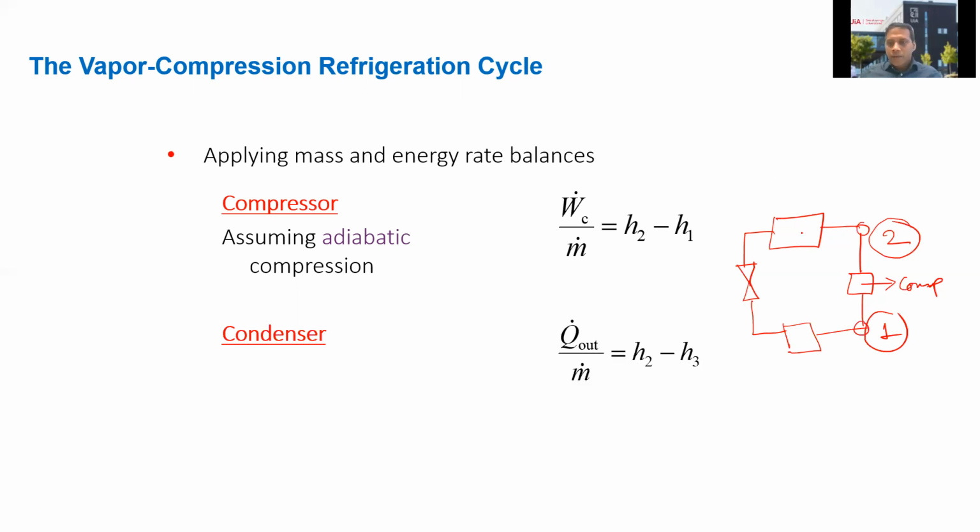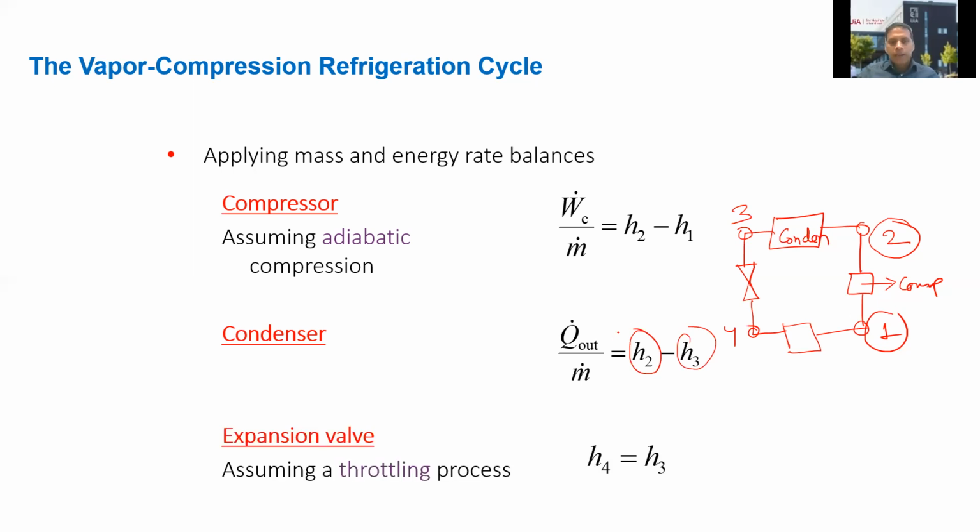And similarly, if I told you this is a condenser, and this is point 2, this is point 3 in this case, and this is point 4 in this case. So you can say, if you know the enthalpy for point 2 and the enthalpy for point 3, you may know the condenser work.